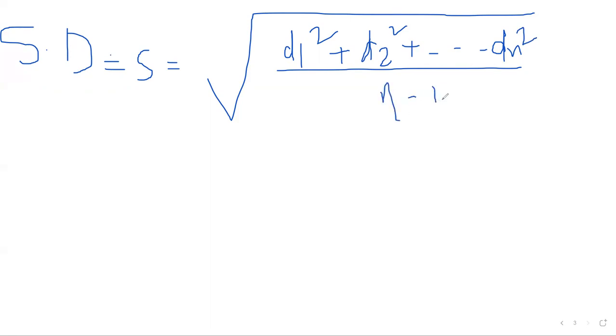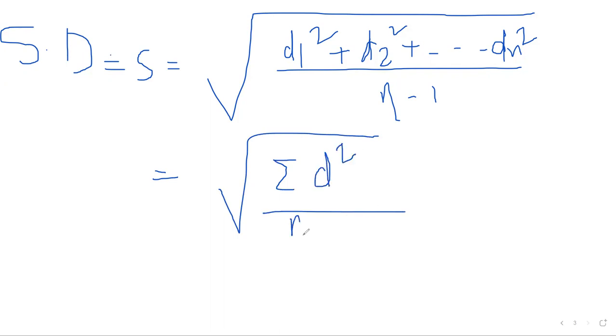This is the difference between the two equations of the standard deviation, greater than 20 and less than 20. So n minus 1 I have taken. And if you concise this equation, then automatically you will get the summation of d square divided by n minus 1. So these are my two equations for standard deviation.